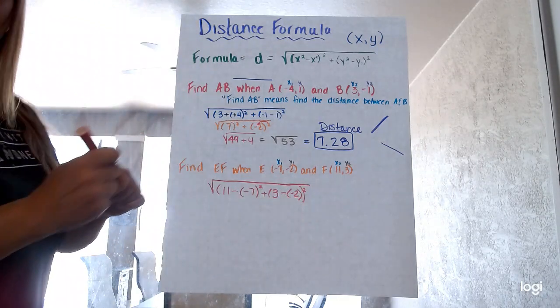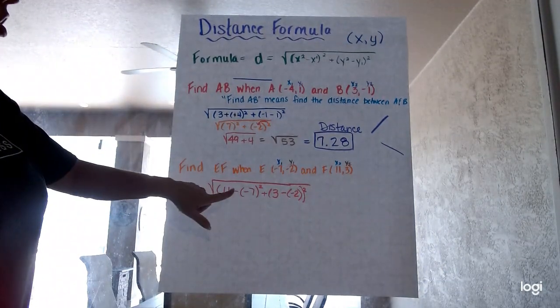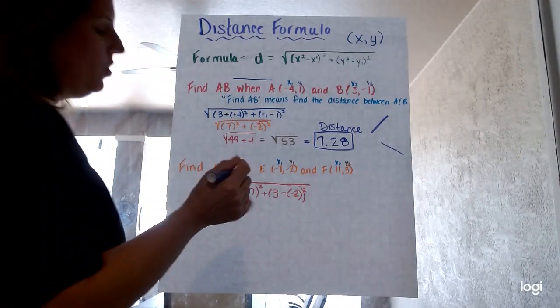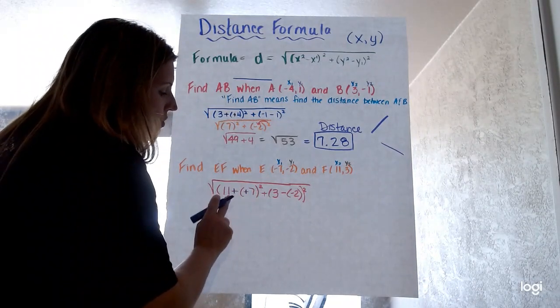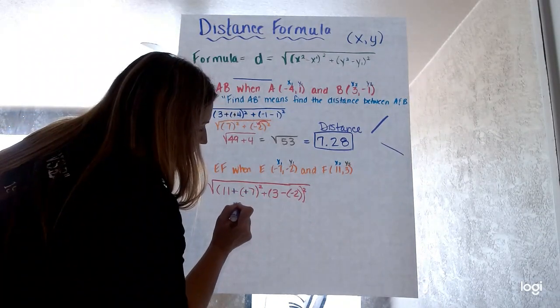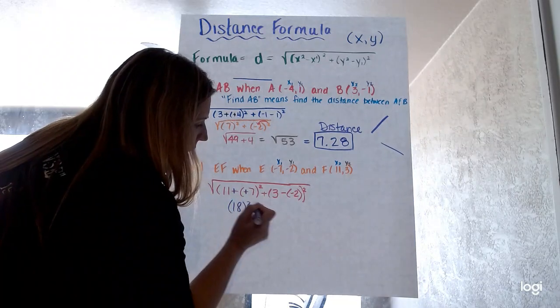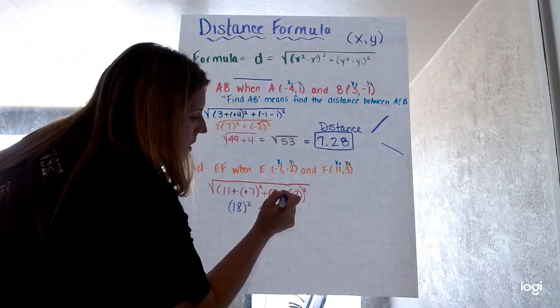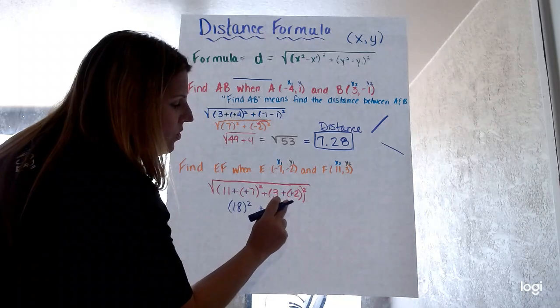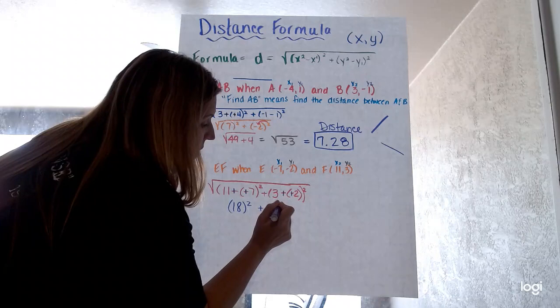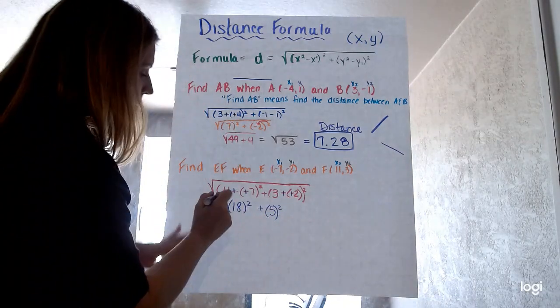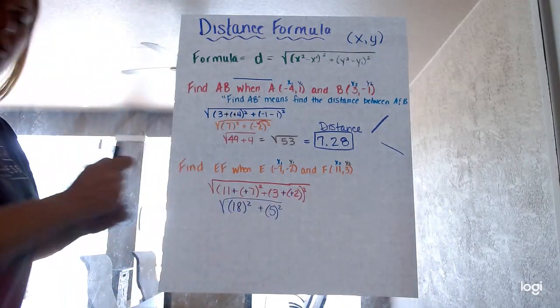All right, so now, negative and a negative. So we're going to keep, change, flip. Remember, or Kentucky's chicken is fried. So 11 plus 7 is 18 squared, plus keep, change, flip, or Kentucky's chicken is fried. 3 plus 2 is 5 squared. And you can just plug that into your calculator.